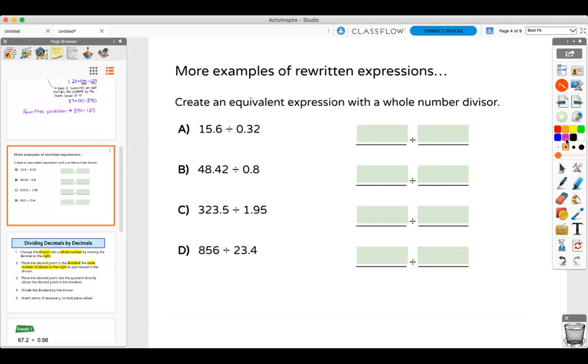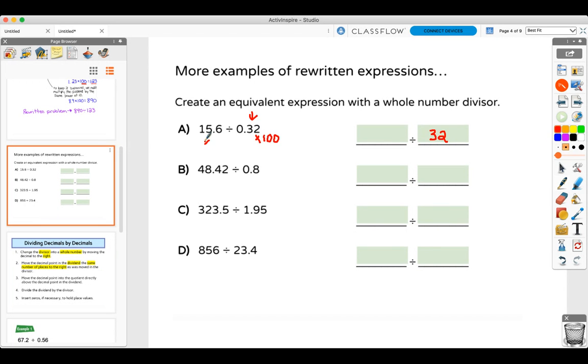So let's do this first problem over here. We have 15.6 divided by 0.32. And remember, the divisor has to be a whole number. And that's this number right here. There are two digits after the decimal place. You're going to be multiplying this by 100. So 0.32 times 100 is 32. You're just moving the decimal place over to the right twice.